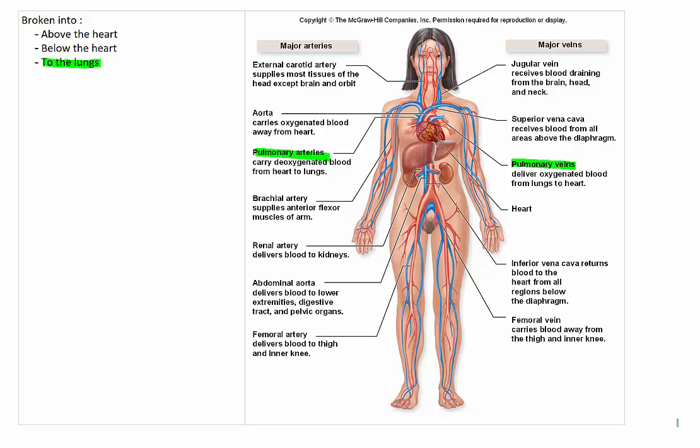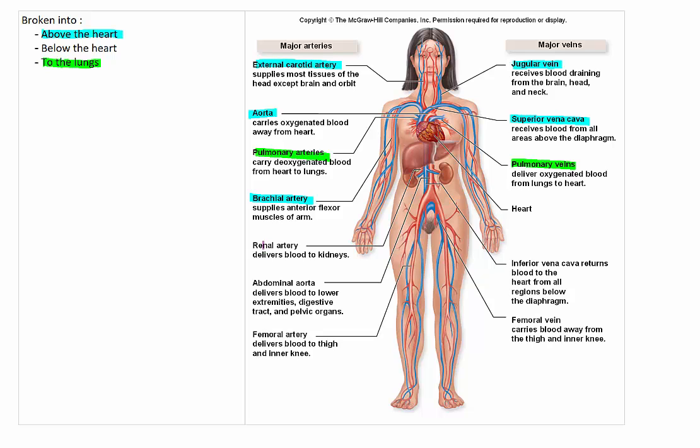Above the heart, you have the aorta, which carries oxygenated blood away from the heart, and the external carotid artery, which supplies most tissues of the head except for the brain and the orbit. And then returning from above the heart, you have the jugular vein, which receives blood draining from the brain, head and neck, and the superior vena cava, which receives blood from all areas above the diaphragm. There are also brachial arteries in each of your arms, which supply the anterior flexor muscles of the arm.